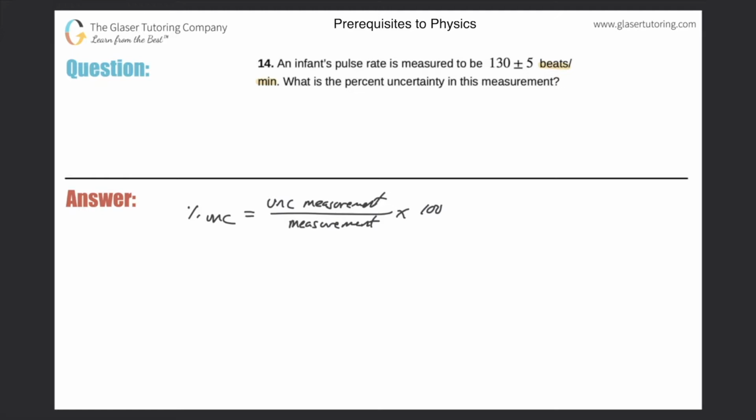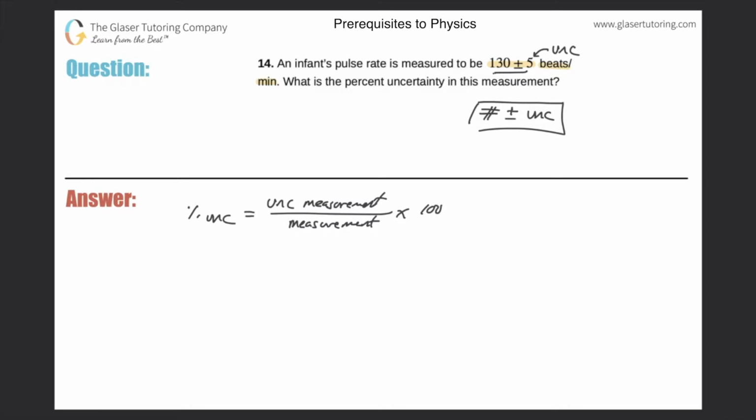So let's go back to what's given in the problem. An infant's pulse rate is measured to be 130 plus or minus 5 beats per minute. In that number, 130 plus or minus 5, which of the two values represents the uncertainty? Yep, the 5 does. How do we know that? Well, this value has a certain structure: it's the measurement plus or minus the uncertainty. That's always how it's going to be framed. So I know that the uncertainty associated with this measurement is 5.